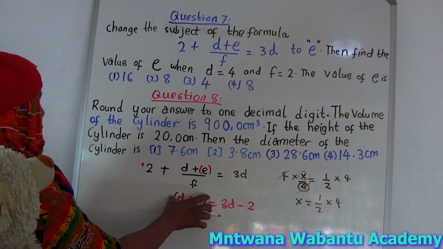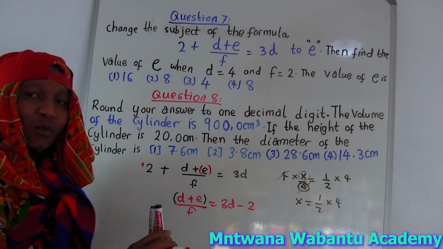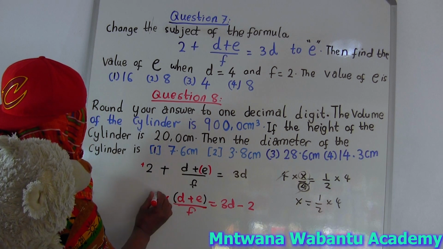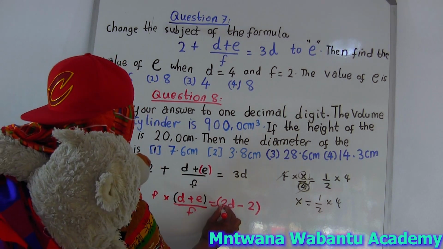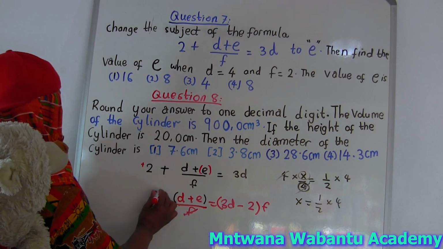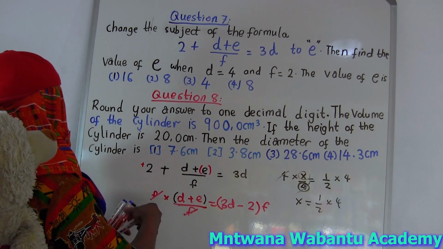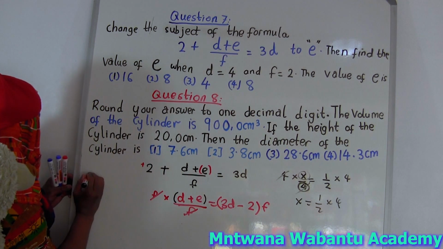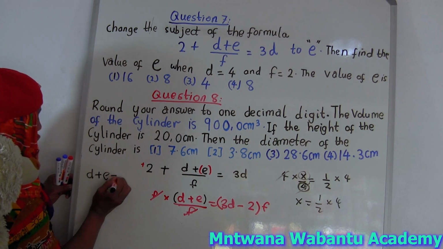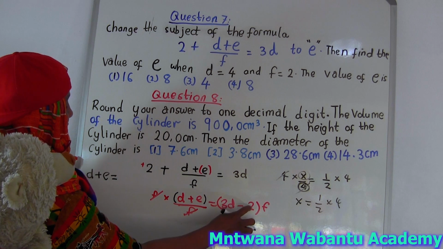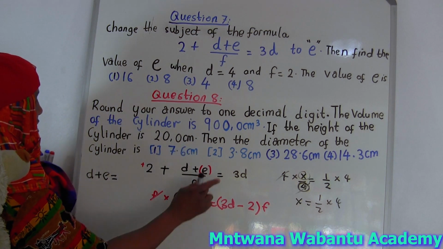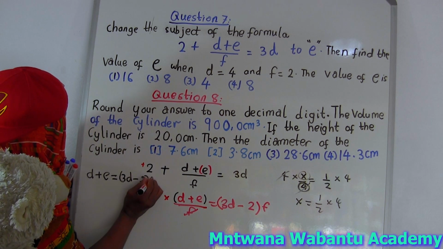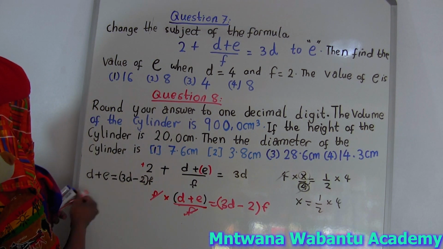To be left with the one on top, like I said, you try to remove the one which is far. So I'm going to multiply by F throughout, and this group also I'm going to multiply by F. So this and this cancel. I'm left with D plus E. So I can write here D plus E equal to 3D minus 2F. 3D minus 2F.